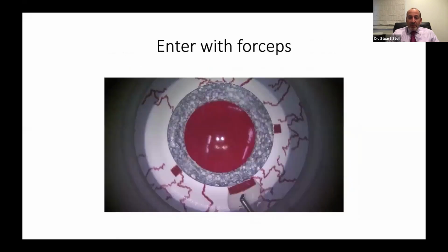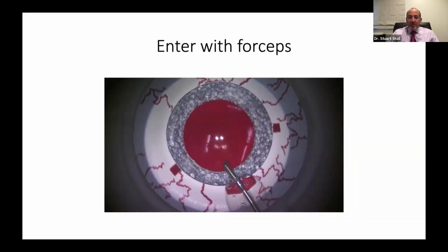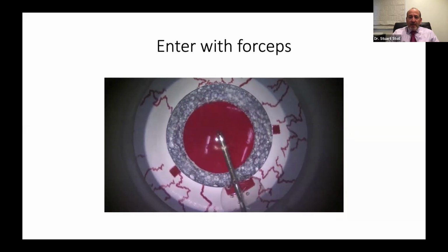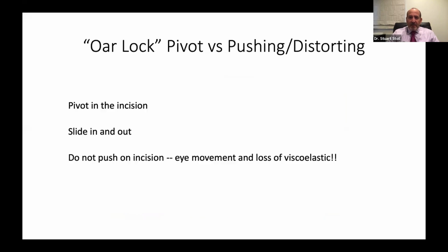You can do that multiple times. We haven't even broken the capsule. There's nothing to reset. Just do it over and over again. Here's entering with the forceps. Same thing. We're going to enter, rotate to the side, and then rotate and turn. And that can be done over and over again without even initiating a tear yet.